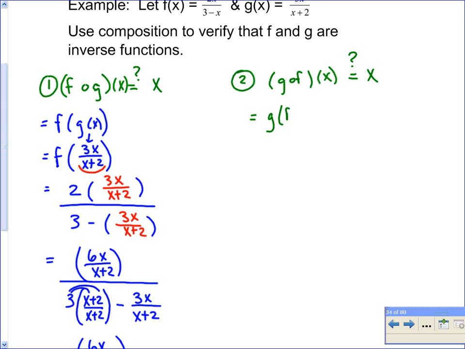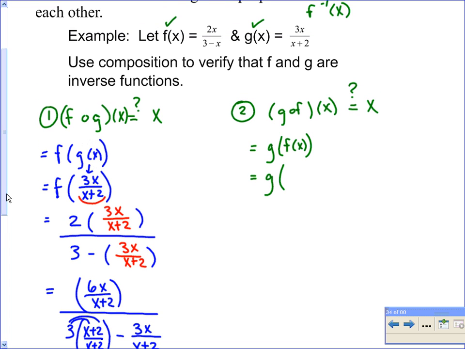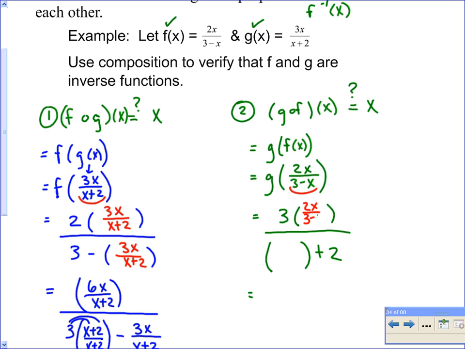So in this one, we've got g of f of x, and that's going to be g of, and I've got f of x is 2x over 3 minus x. And then I go to my g function, which is 3 times x over x plus 2. And now what I drop in those parentheses is what's in here. So it's 2x over 3 minus x, and then same thing here. And again, that came from here. All right, and now it's just a matter of simplifying.